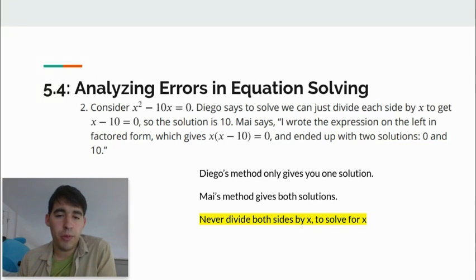And this brings up a good point. What did Diego do wrong? Well, when you divide both sides by x, you're canceling out one of your solutions. That solution that you might have been able to find is now gone. You divided it away. So you never really want to divide by what you're trying to solve for to cancel it out.